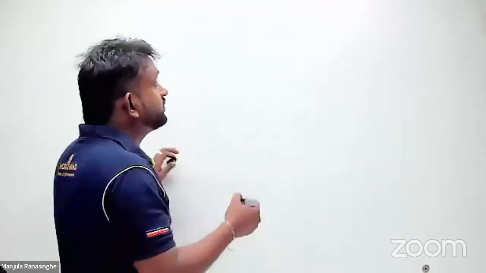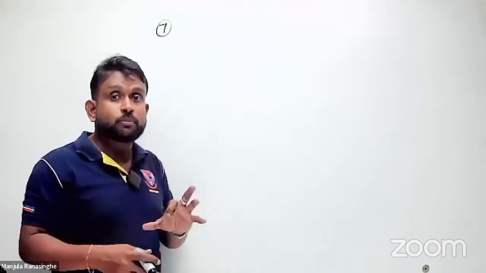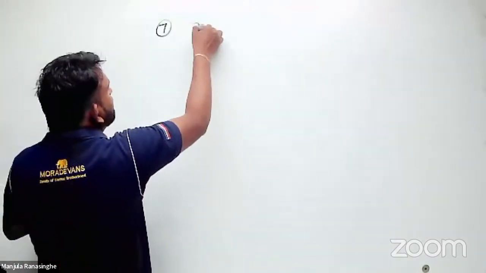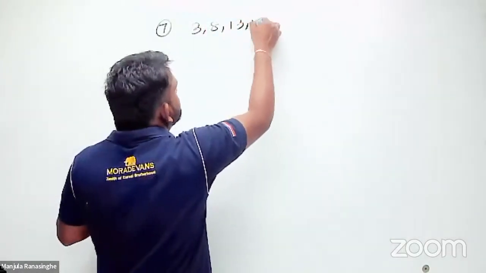Right now we are moving to question number 7. That is a very simple question. They are progression, but that is not dealing with progression. Just with the use of the number pattern, you can understand the number pattern 3, 8, 13, 18, and 3 dots.